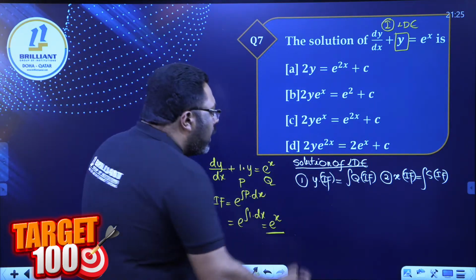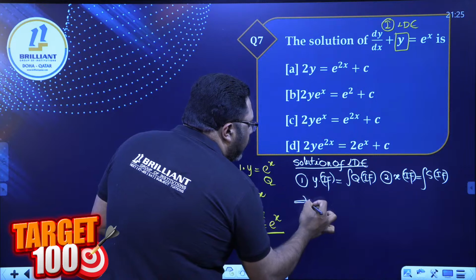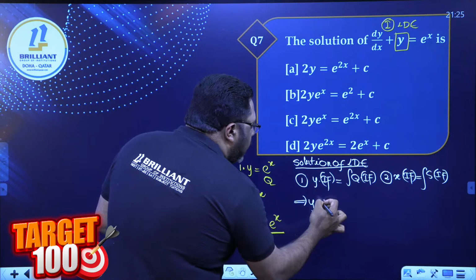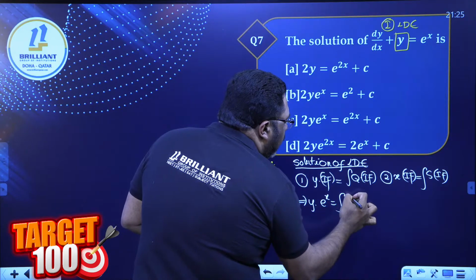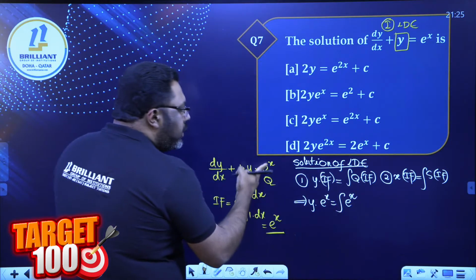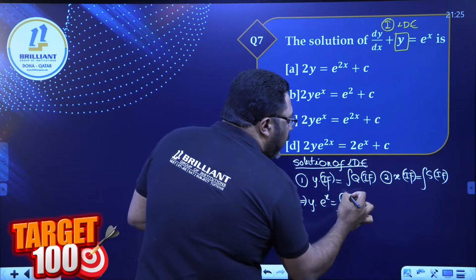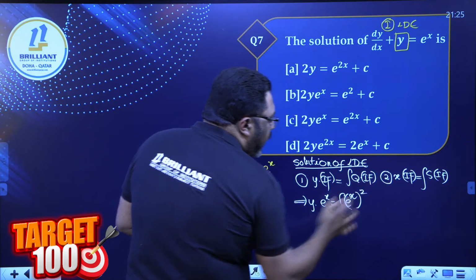Now, the answer is so simple here. y into integrating factor equals integral q. Q is again e raised to x, into e raised to x, which is e raised to x the whole squared.